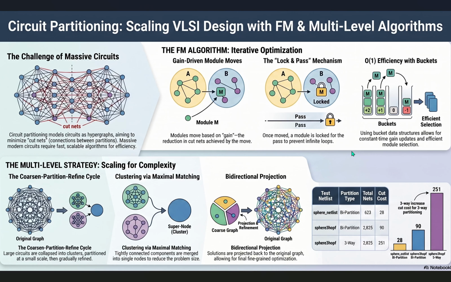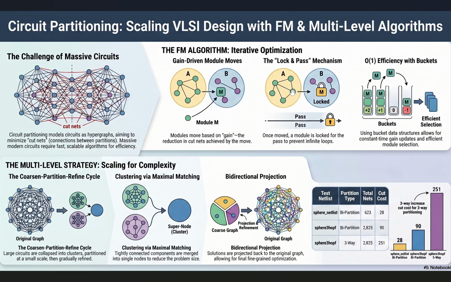Without locking, you introduce what's called thrashing. Imagine module A moves to block 1 because of module B. Well, now module B's gain shifts, so it follows module A over to block 1. Okay, that makes sense. But now module A's gain shifts back, and it returns to block 0. Oh, I see.